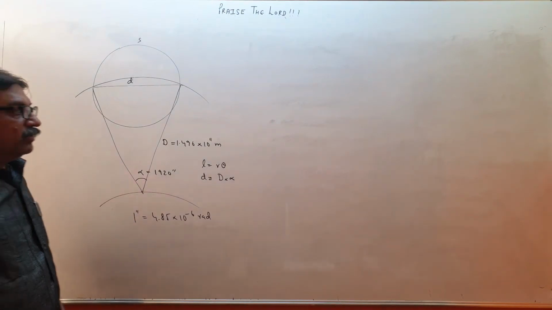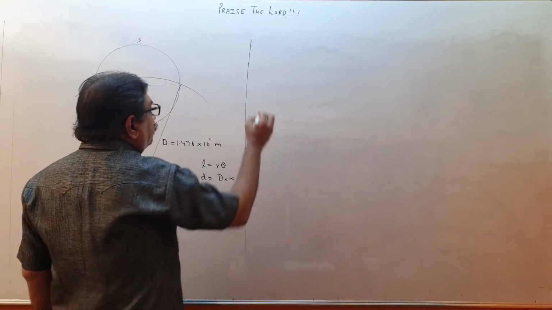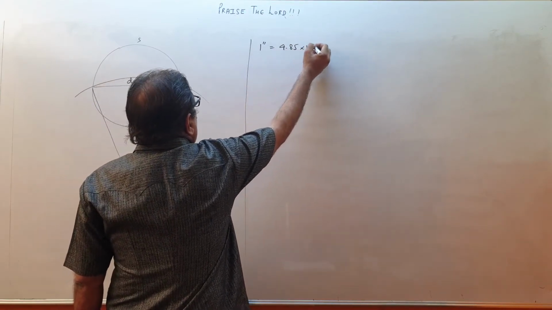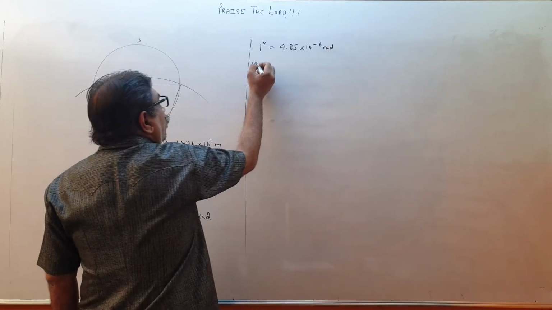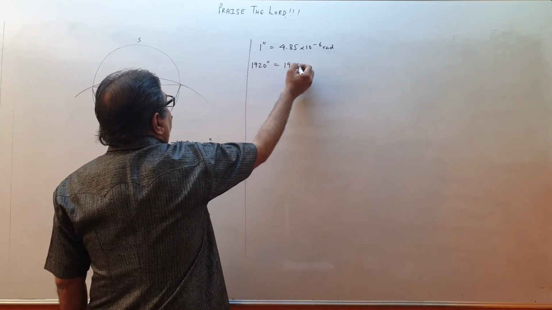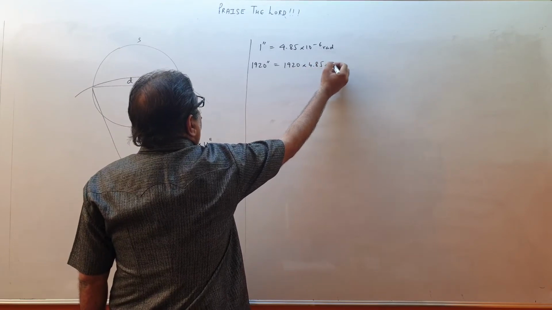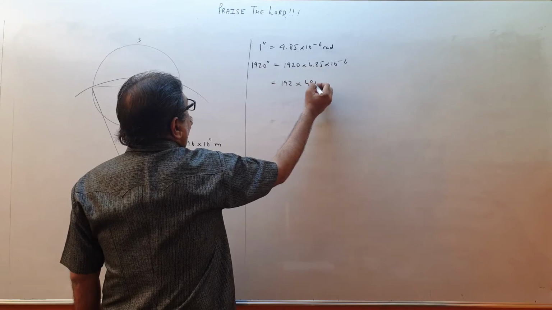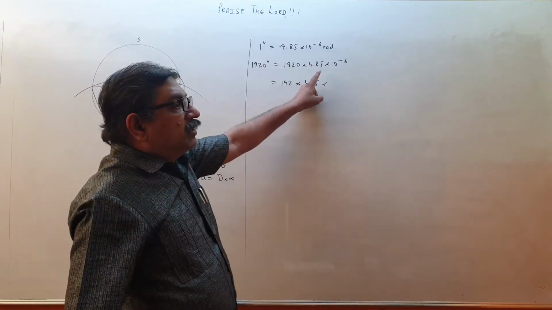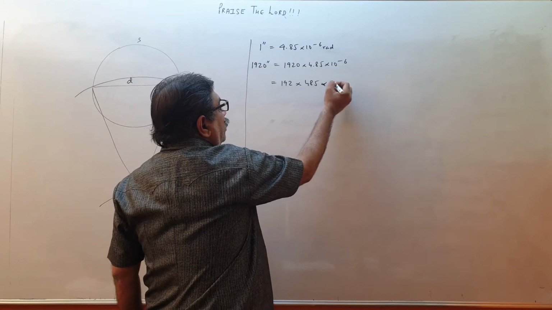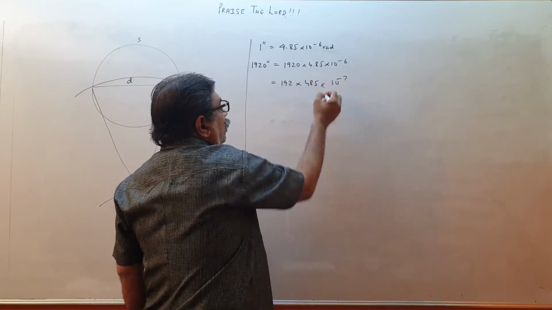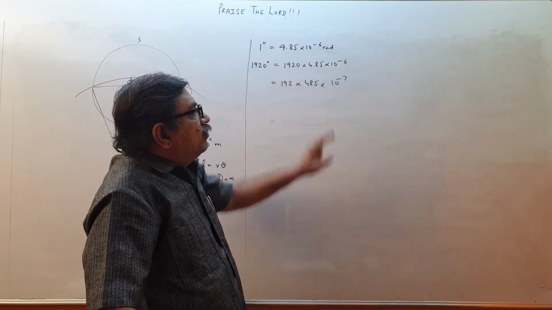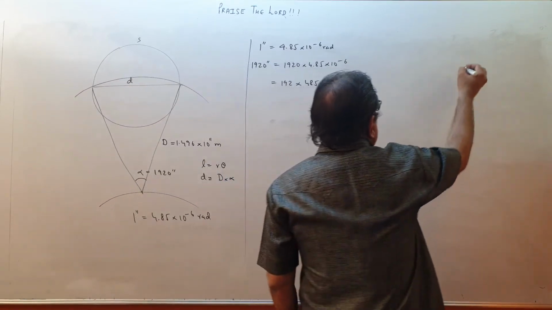Here alpha is in seconds, so first we have to convert. So please see, 1 second is 4.85 into 10 raised to minus 6 radian. So 920 seconds will be 920 into 4.85 into 10 raised to minus 6. 192 into 485. See, 2 decimals taken here and 1 decimal here. So this will be 10 raised to minus 7. Okay, 2 decimals taken here, it becomes 10 raised to minus 8. Then 1 zero gone, 10 raised to minus 7. We multiply 485 by 192.